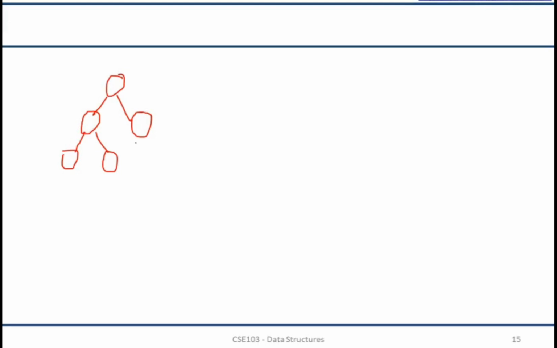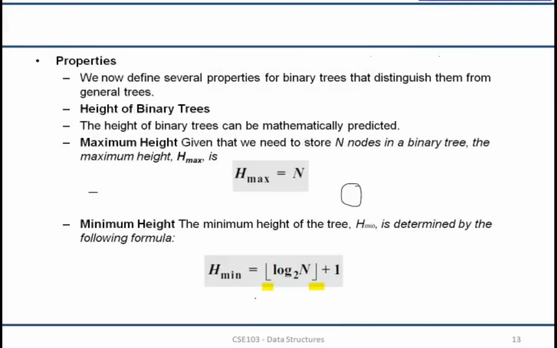The same holds for 6 and 7 also. Suppose 8 is given, the number of nodes is 8. To accommodate 8 nodes, a binary tree with minimum height how much is required? What is the value of log 8 base 2? It is 3. 3 plus 1 is 4. There is a formula here: log 8 base 2 is 3, plus 1 is 4.